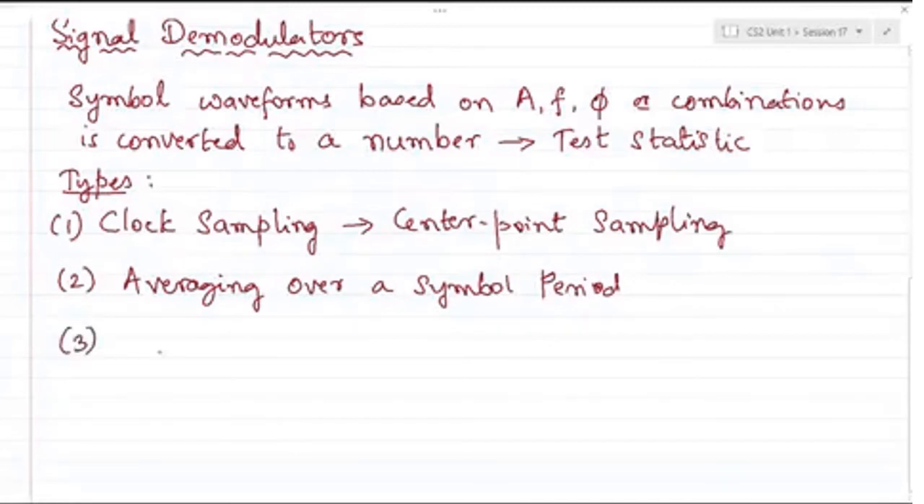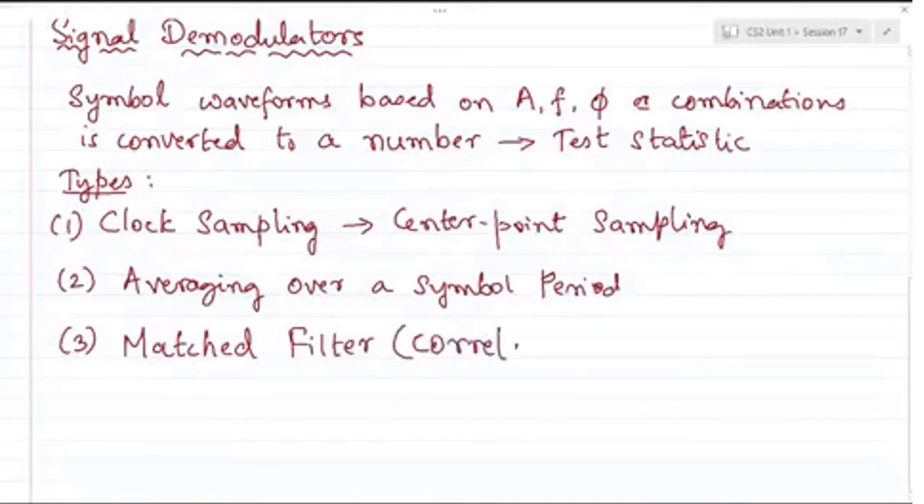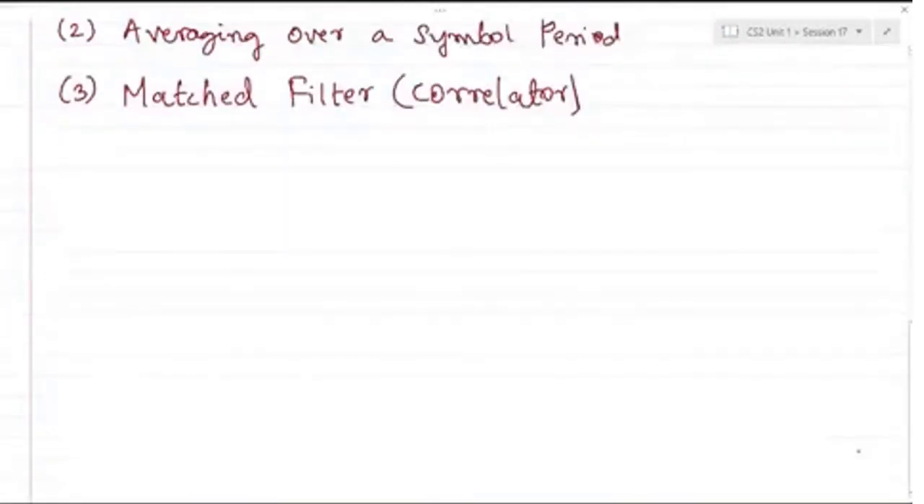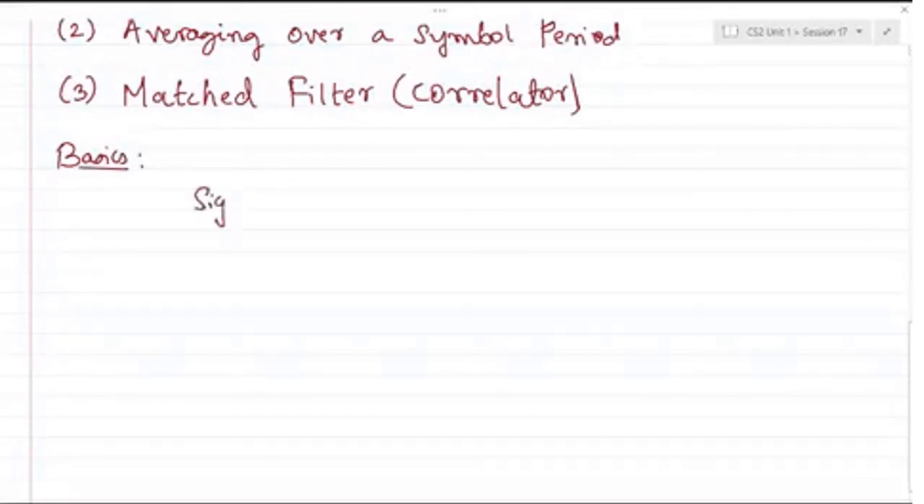So the third type, which is an optimum demodulator or optimum receiver, is known as a matched filter, or it's also called a correlator. Let's quickly get into the details of this. I'll try to cover the first part or the second part today, and we'll touch on the third part in the next session.